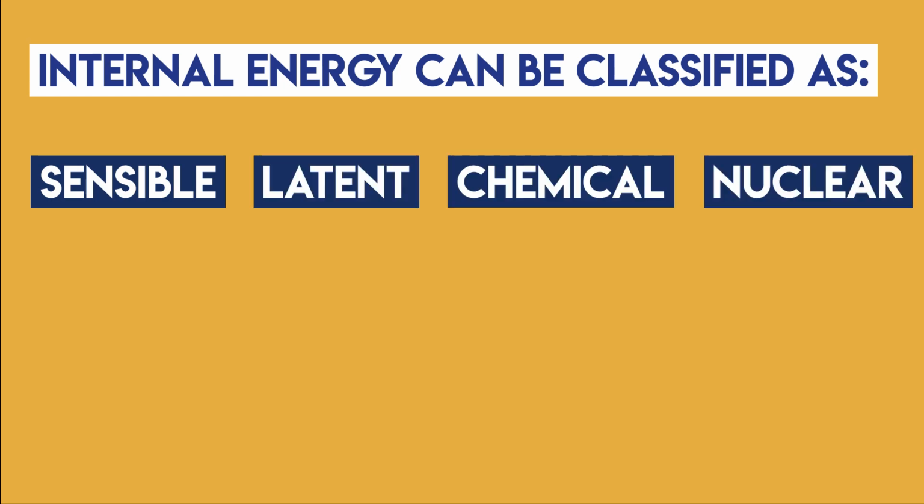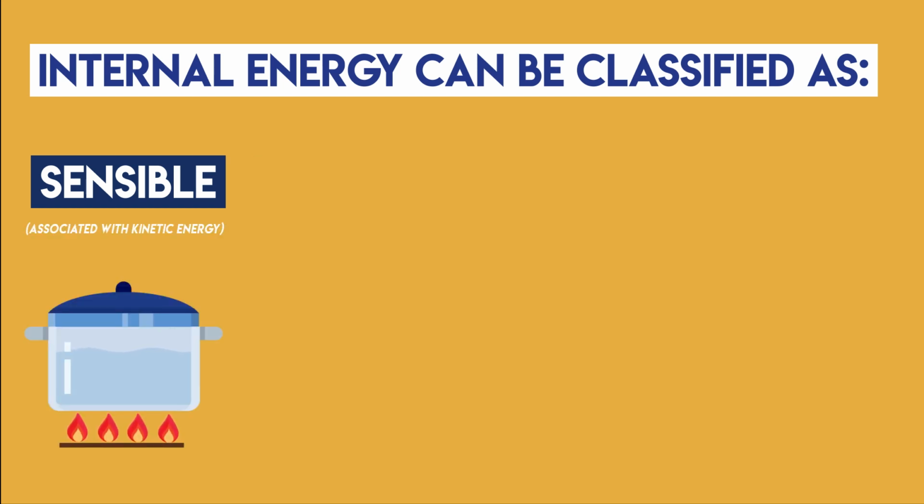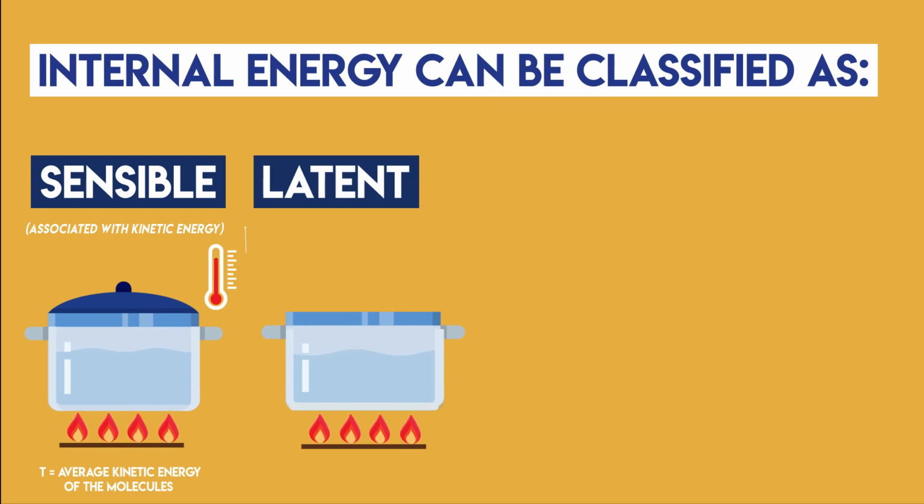The part of the internal energy of a system associated with the kinetic energy is called the sensible energy. Temperature is the measure of average kinetic energy of the molecules. Therefore, in a way, we can say that the temperature can be sensed by a thermometer, hence the name sensible energy. Latent energy, on the other hand, arises during the phase change processes.